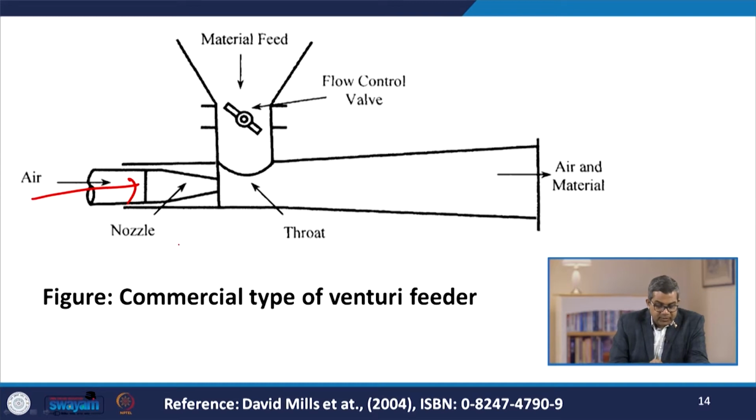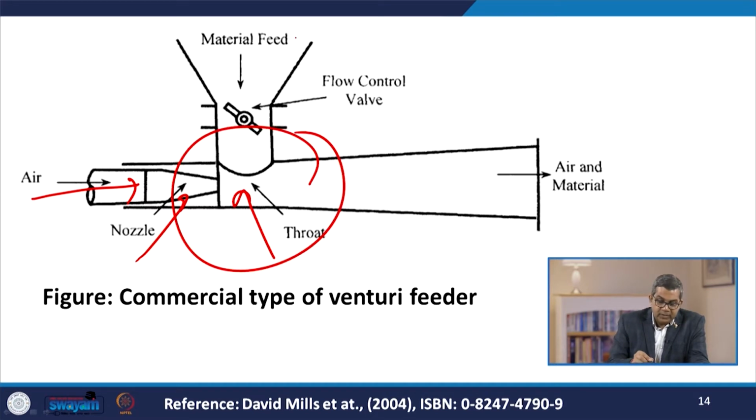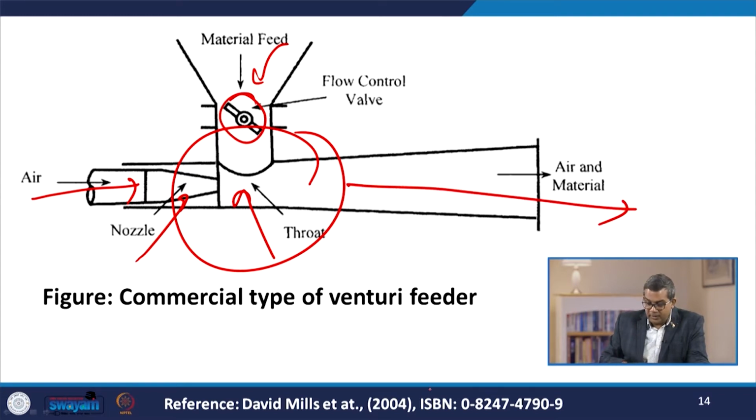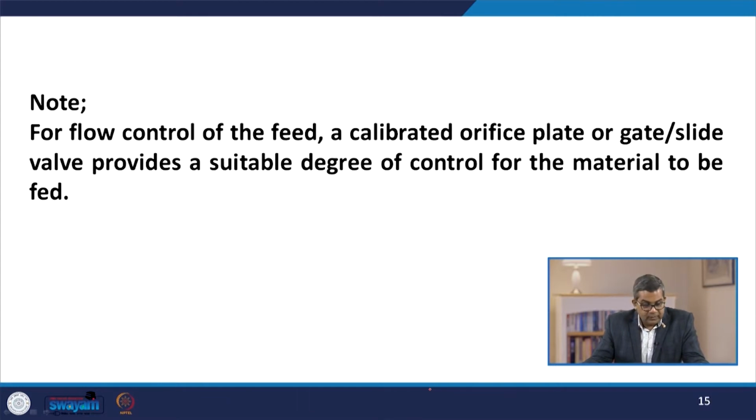Air is subjected through this nozzle. We have the throat, and that is an integral part of the Venturi. You are feeding the material with this flow control valve, and the air and material come out from this port. For flow control of the feed, a calibrated orifice plate or gate slide valve provides a suitable degree of control for the material to be fed.